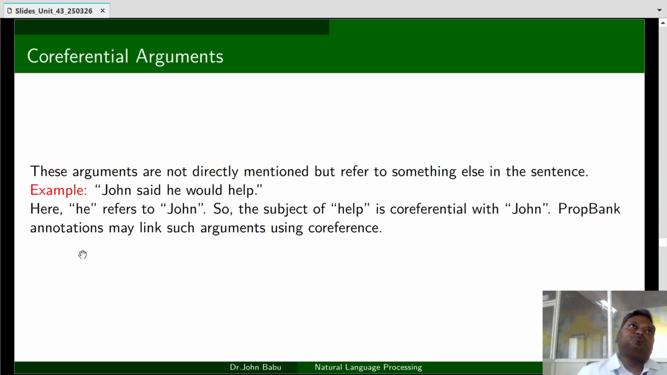Apart from core arguments and adjunctive arguments, in PropBank there will be some other arguments. Some are known as co-referential arguments. They don't have any items, but they simply refer to something else in the sentence. For example, John said he would help. Here he refers to the subject of the help, so it is co-referential with John.